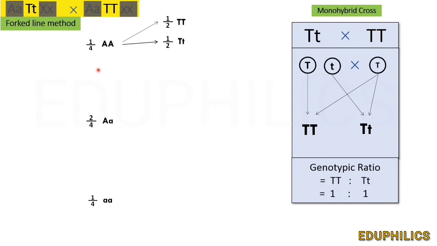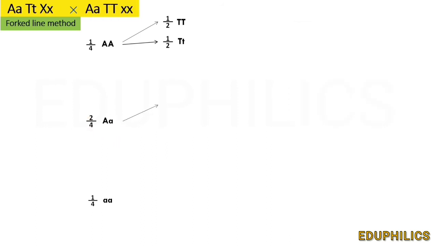That means an organism with capital A genotype may have a combination of capital T or may have a combination of capital T small t. The same goes with capital A small a. Next one, small a. Now we have written the possible genotypes of first two genes. Let's consider the third gene and write the monohybrid cross for that.